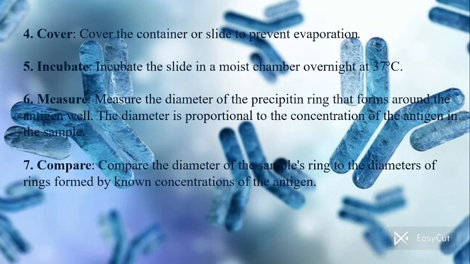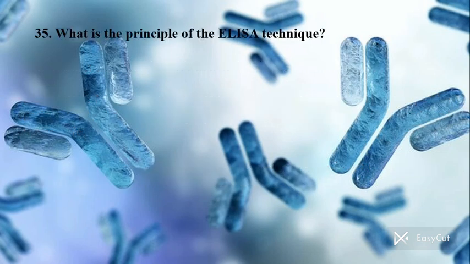The last step is to compare, where we compare the diameter of the sample ring to the diameter of the ring formed by the known concentration of the antigens. And those are the steps for this procedure. Let's move on to the next question, which is, what is the principle of the ELISA technique?